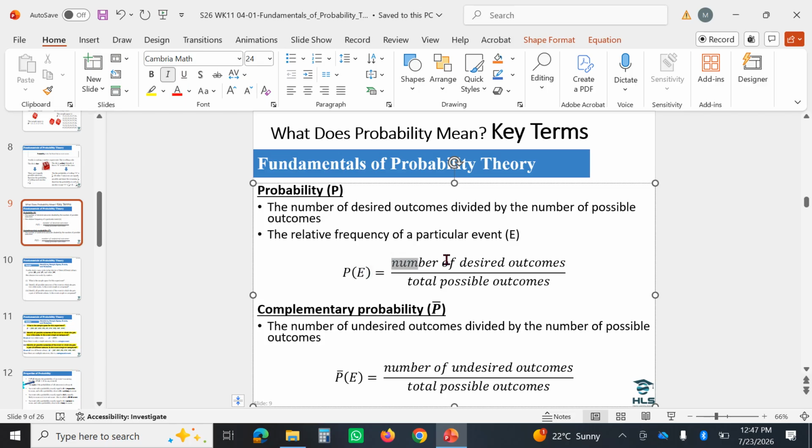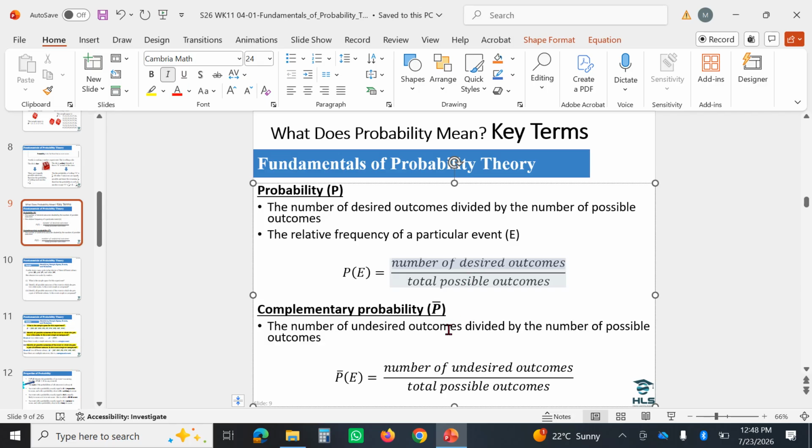And you see here the number of desired outcomes. This is what you want to happen. Okay, I'm rolling a dice and I want a 3 and a 4, right? So the number of desired outcomes divided by the total sample space. What are all of the possible outcomes? So if you have a 2 out of 10 chance, that means you have a 20% chance, right?